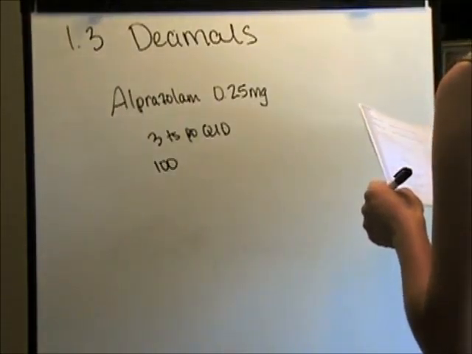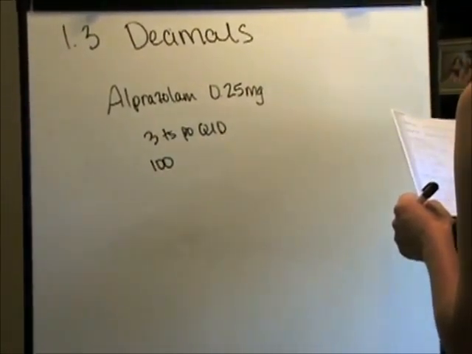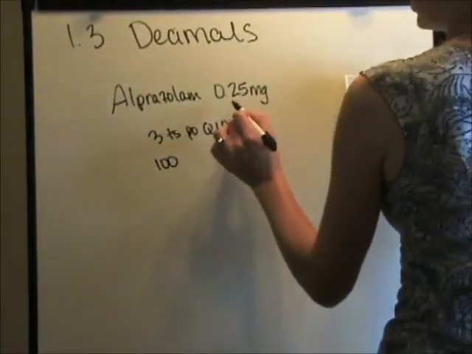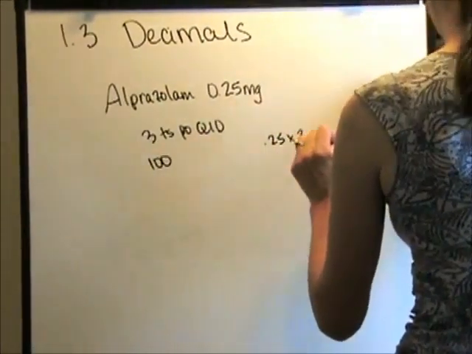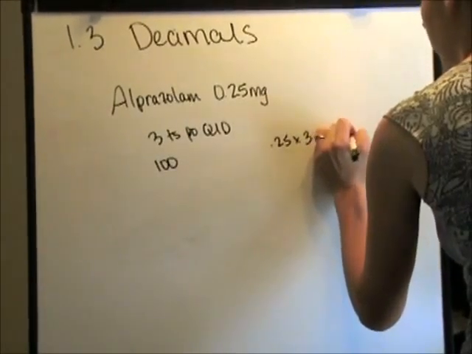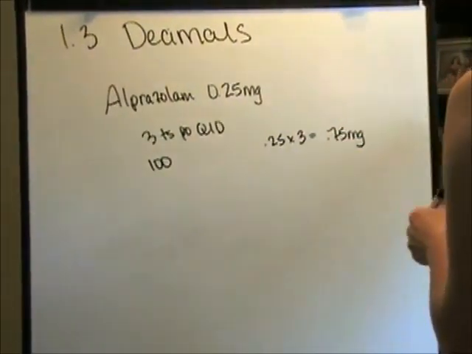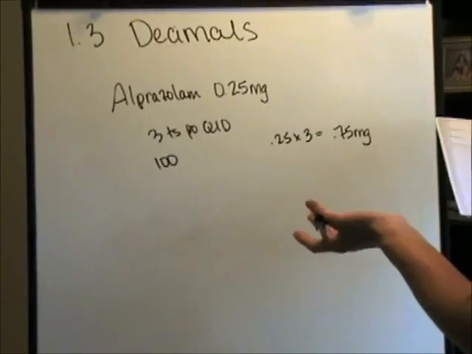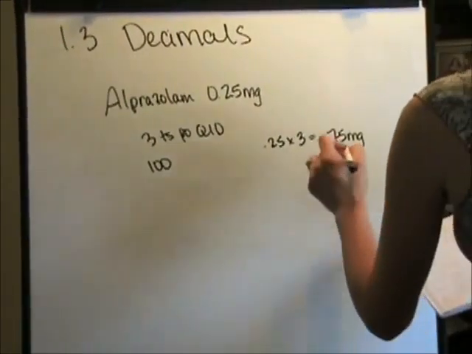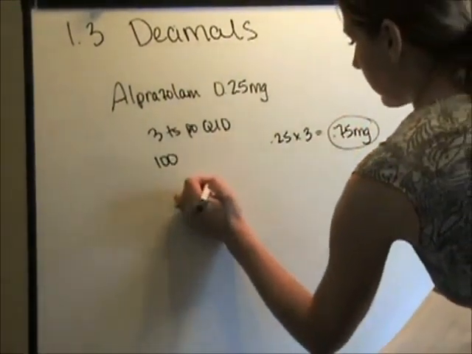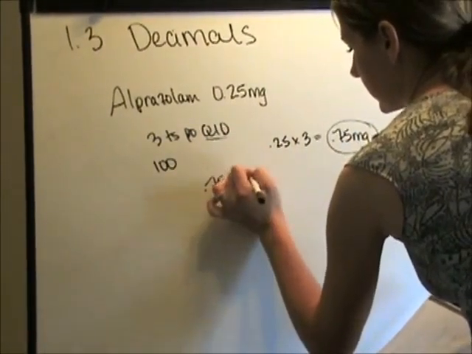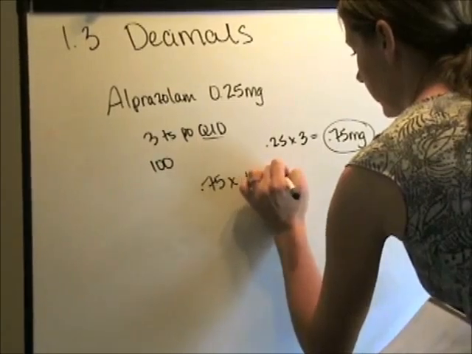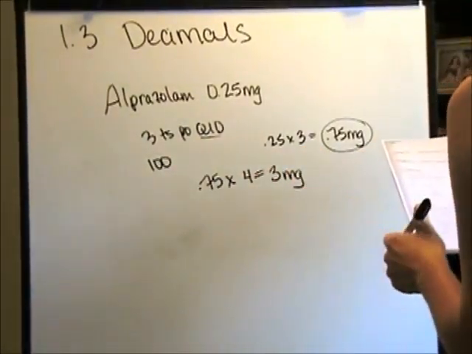So question A, how many milligrams is the patient taking with each dose? Well, they're taking 0.25 times 3. So that's going to give us 0.75 milligrams for each dose. How many milligrams is the patient taking each day? Well, at each dose, they're taking 0.75, and we said they are taking it 4 times a day. So that is going to give us 3 milligrams.